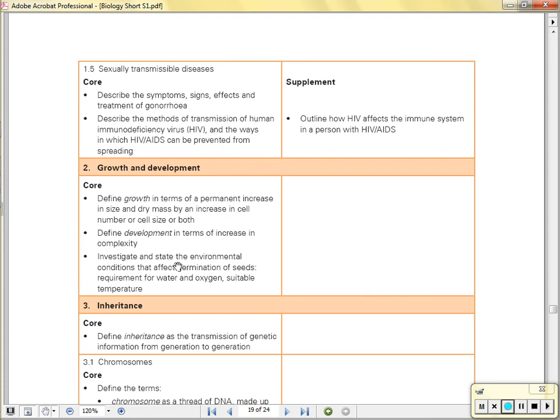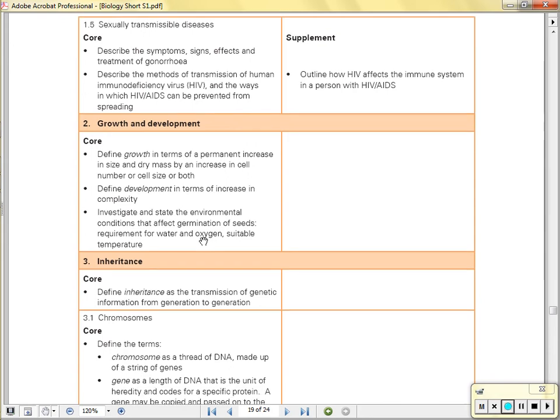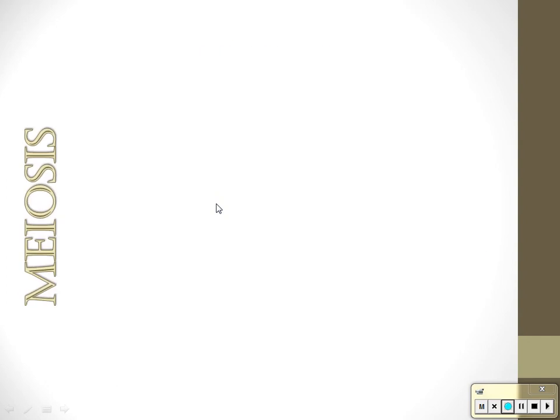And straight from the syllabus, you have definitions of the two. Investigate and state the environmental conditions for germination of seeds. Seeds need water, oxygen, and a decent temperature. The fact that they need oxygen lets you know that there is respiration taking place. You can drown seeds: if they need oxygen to respire and you don't provide it, they will not grow. The suitable temperature lets you know it has something to do with enzymes. Enzymes work best at warm temperatures, so suitable temperature and respiration are what take place in the germination of seeds, and the water activates these enzymes.